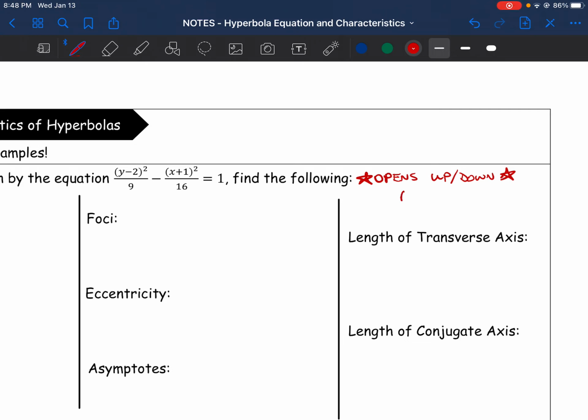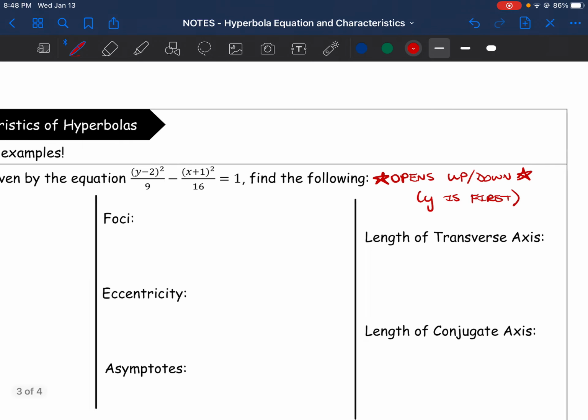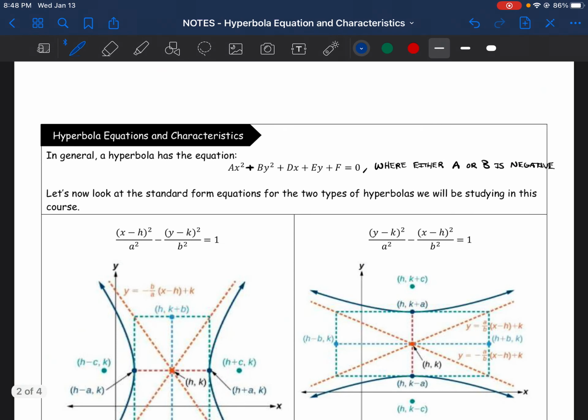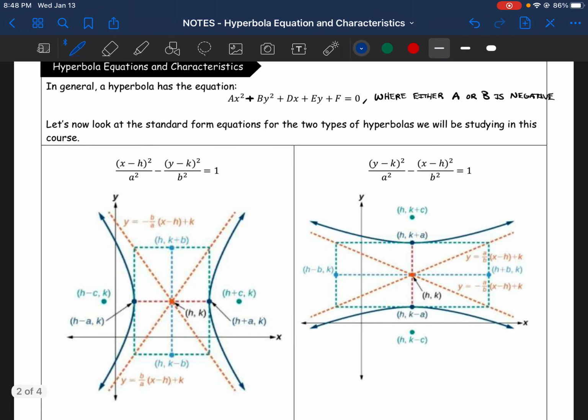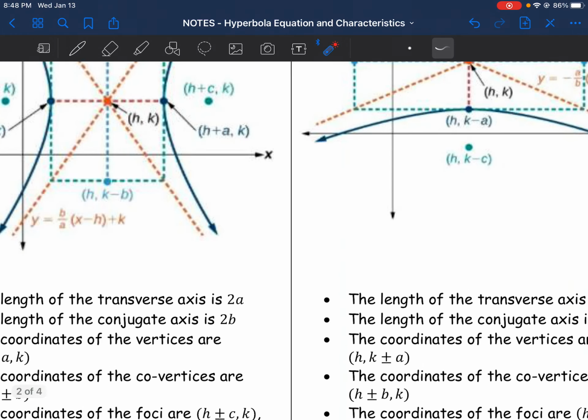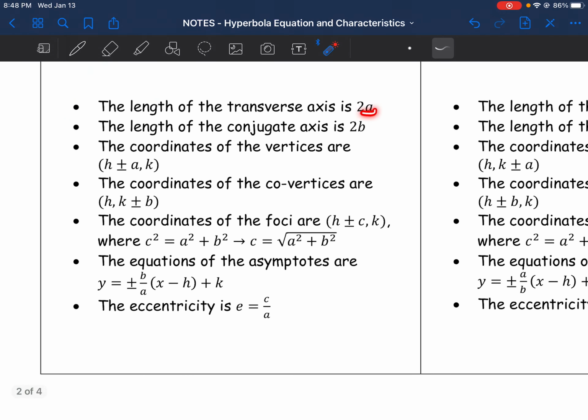And again, we saw that because y is first in standard form. Okay. So the next thing we're going to need to do is figure out what A, B, and C are. Because if you look at, again, just like with ellipses, the equations and all the different formulas require A, B, C, and the center h, k as well for many of them.